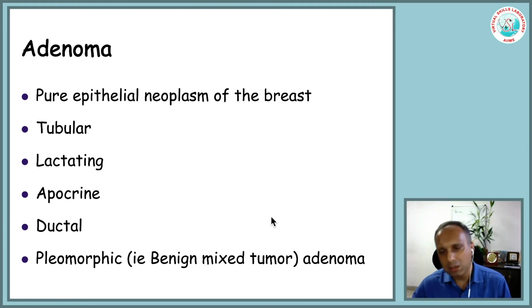Now coming to the adenomas. As the word suggests, there is an increase in the number of glandular spaces within the breast unit, which is organized to form mass-like structures. So it is actually a pure epithelial neoplasm of the breast. They are classified as tubular adenomas, lactating adenomas, apocrine adenomas, ductal adenomas, and sometimes a rare benign tumor of the breast known as pleomorphic adenoma, the same kind of tumor which you also get in salivary glands.